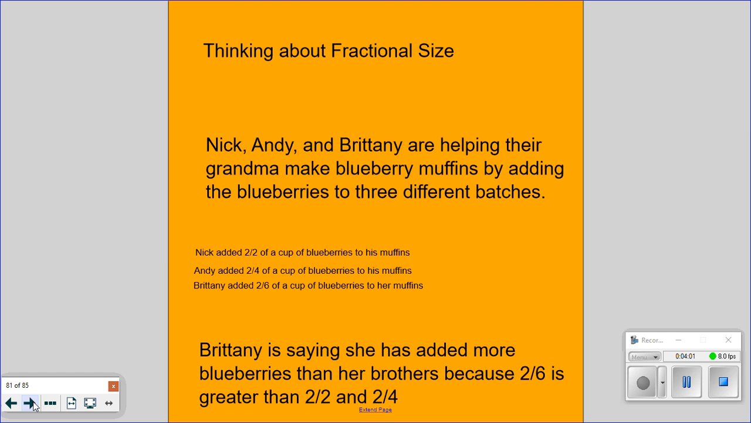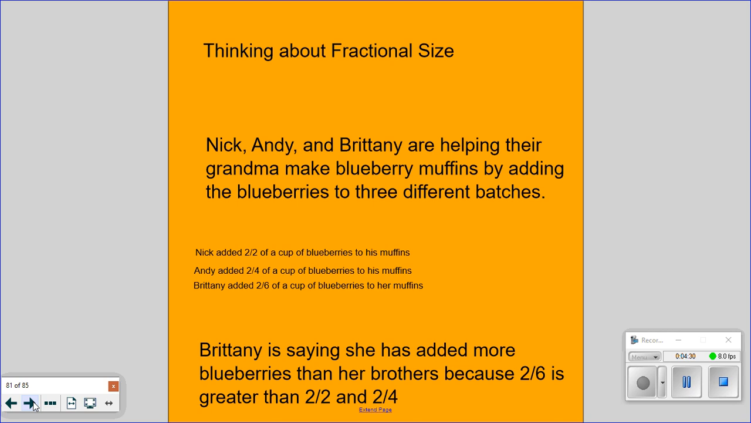These friends are going to make some statements about their batches. So they've each got their own batch. Nick added 2/2 of a cup. Andy added 2/4 of a cup, and Brittany added 2/6 of a cup. Brittany is saying she added more blueberries than her brothers because 2/6 is greater than 2/2 and 2/4.